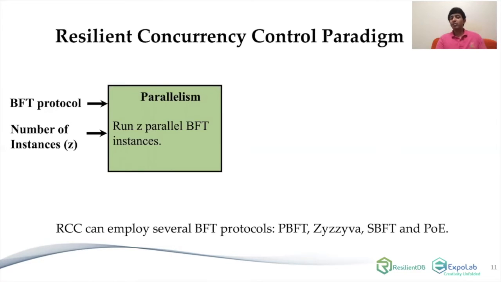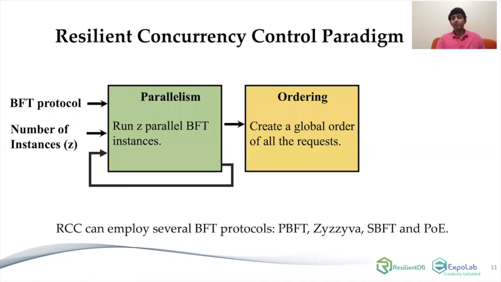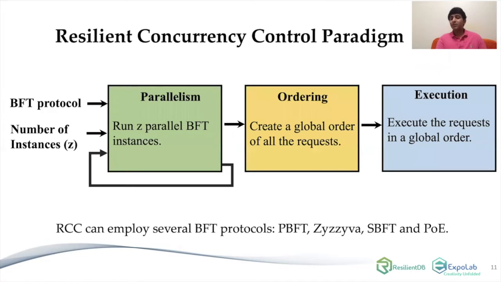Each instance will perform its own BFT consensus. This BFT consensus could be PBFT, Zyzzyva, SBFT, or PoE, any protocol. And then once every instance completes its consensus, a common order of requests is created. The requests are then executed in this order, and replies are sent to the clients.